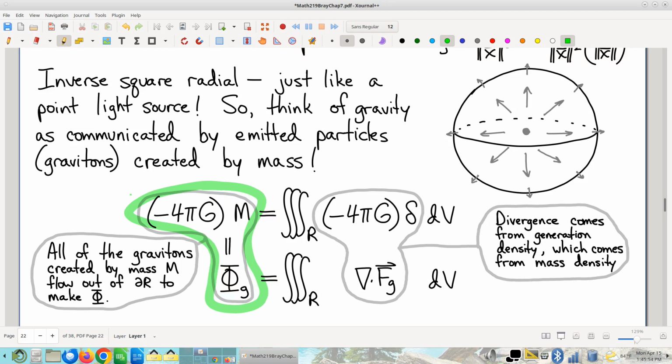Let's think about these gravitons. As these gravitons fly around, here's, let's say, a graviton flying along. Notice that every single graviton that gets created by this mass is going to flow through our surface. Right? And by the way, create flux, because that's what a flux is. Flux is a flow of your fluid through your surface. So the nice punchline is mass creates gravitons, gravitons create flux.